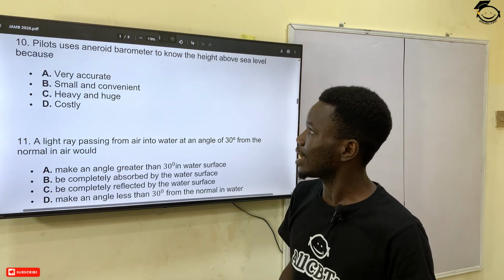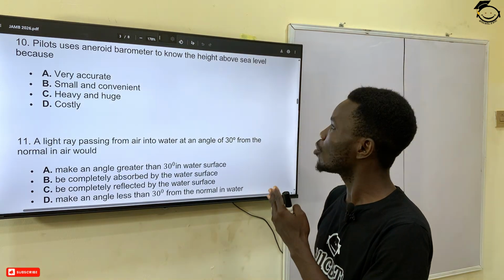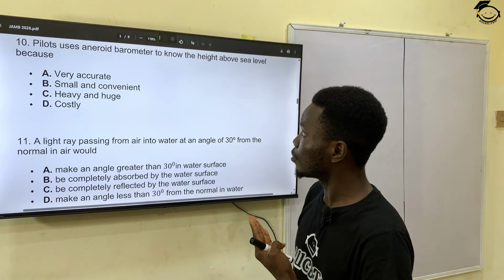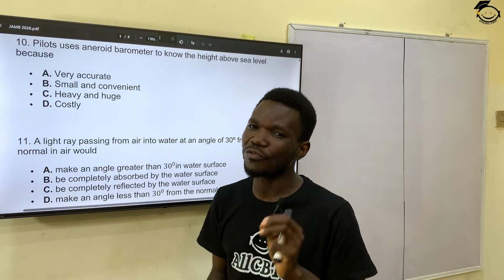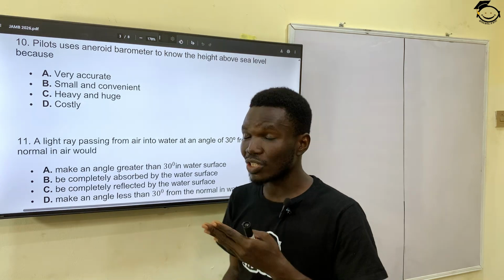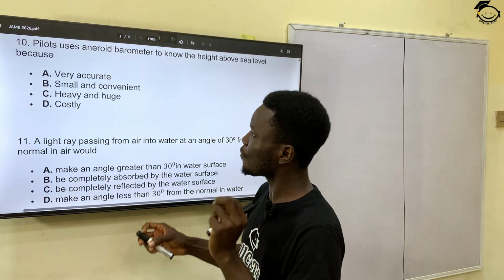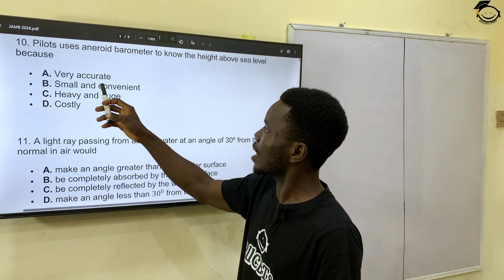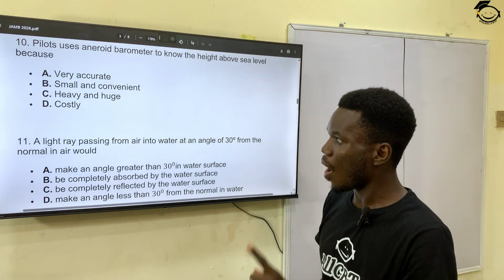Moving on to question number 10. Question number 10 says, pilots use aneroid barometer to know the height above sea level because of dash. Why do they use aneroid barometers? Aneroid barometers are very small and convenient. They are easy to use. So the reason why they use it is not because of accuracy, it's not because they are heavy and huge, it's not because they are costly, but because they are small and convenient. Hence, they use it in airplanes and aircraft generally. And the correct answer to that question is option B, because they are small and convenient.